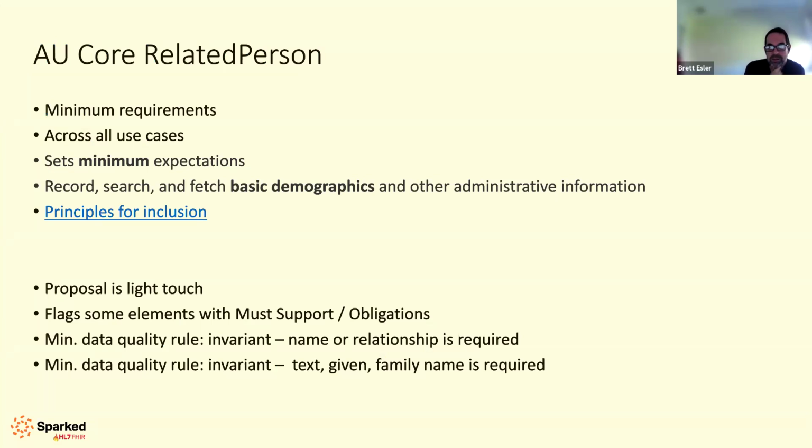We're really looking at the minimum requirements for exchange, having the ability to work across many use cases, or really all use cases if possible. So make it really generalized and usable. Set some minimum expectations for systems to meet, and also for consumers to expect, with the interactions that we need to have to talk about the demographics for a related person. So it's really what things are going to be everywhere and useful all the time, and trying to do that. And there's a link through to the principles for inclusion.